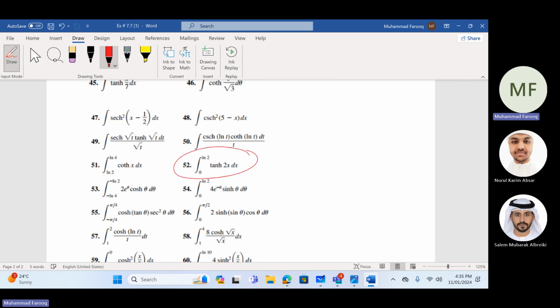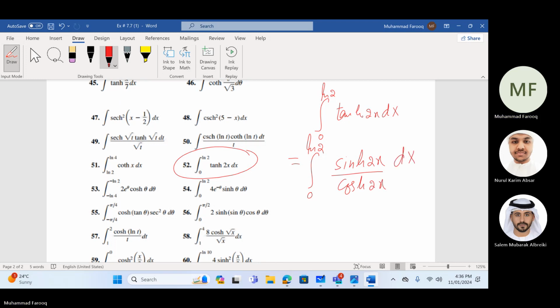This question is the integral from 0 to ln 2 of tangent hyperbolic of 2x dx. If you know the tangent integration from calculus 1, you can easily answer here. What is the way to integrate tangent? Sine. Yes, good. So step one, change into sine: sine hyperbolic 2x divided by cosine hyperbolic 2x dx. Good. Next step, we use substitution.